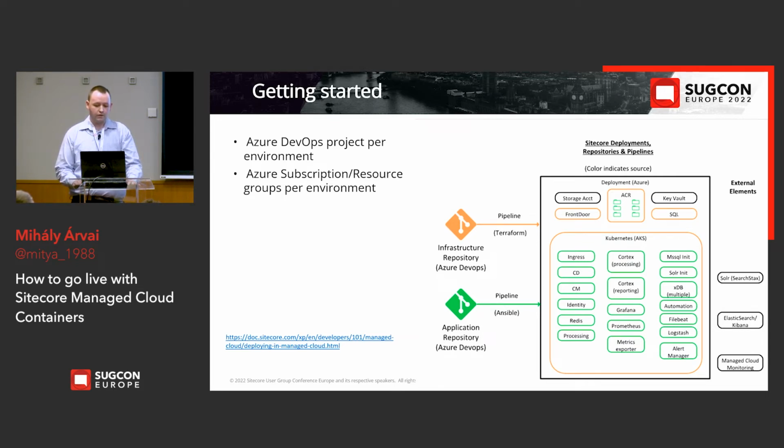Also, there is an application repository and pipeline in place. That is the pipeline and the repository which manages the cluster and the services inside the cluster. So if you want to deploy your own custom images or install a Sitecore module or a new role, then this is the repository which you have to modify. And also we received the external services, the Search Text Solr and the Elasticsearch.